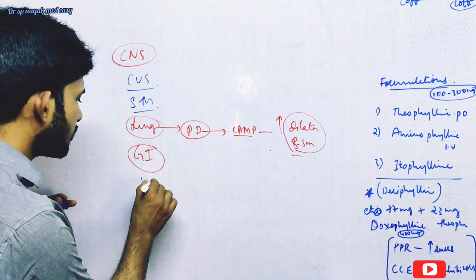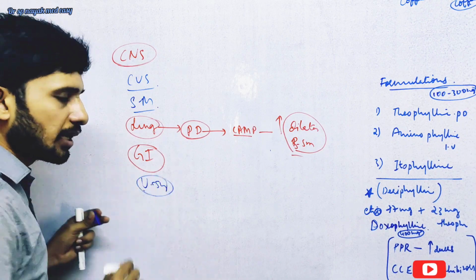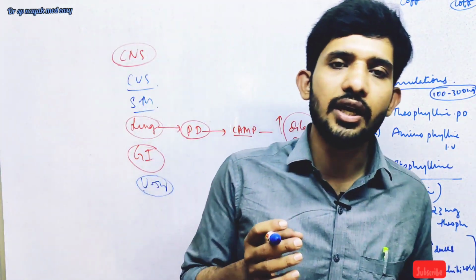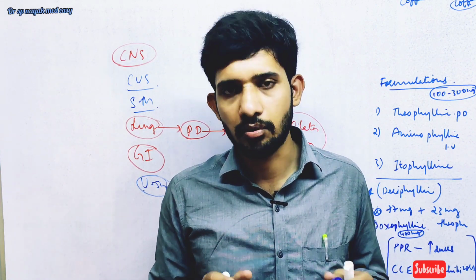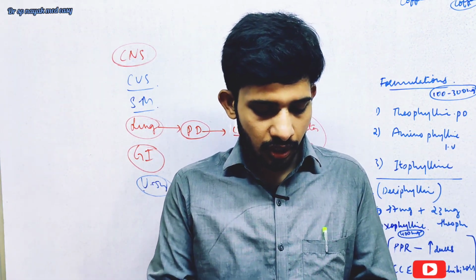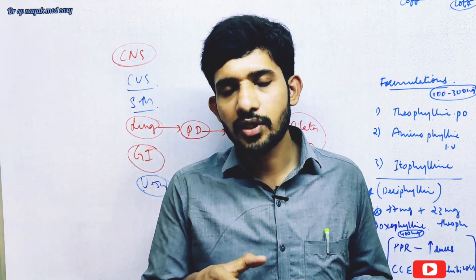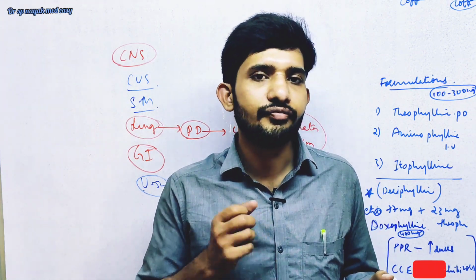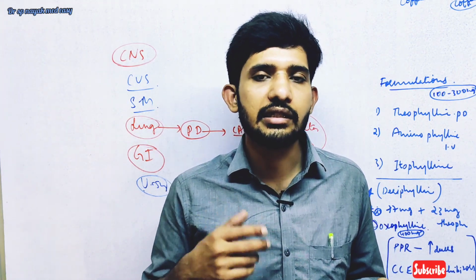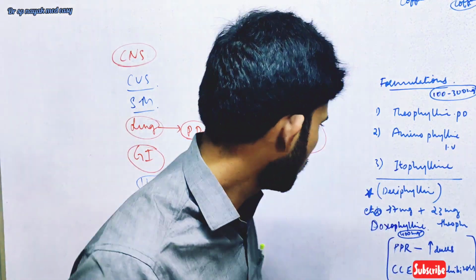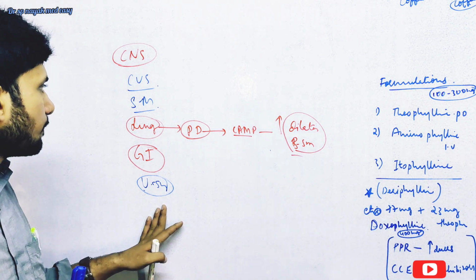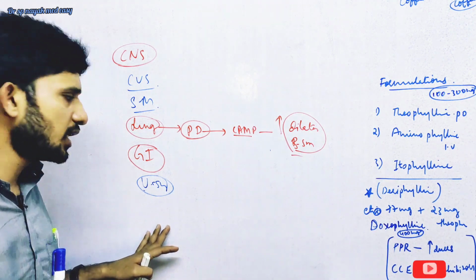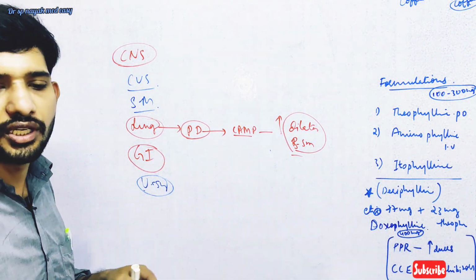And on the urinary system, methylxanthines have a mild diuretic property. It reduces the reabsorption of sodium and water from the tubules, and by that it increases the excretion of sodium and water. This is the diuretic property in the urinary system. And yeah, so these are some of the pharmacological actions of methylxanthines on different systems.